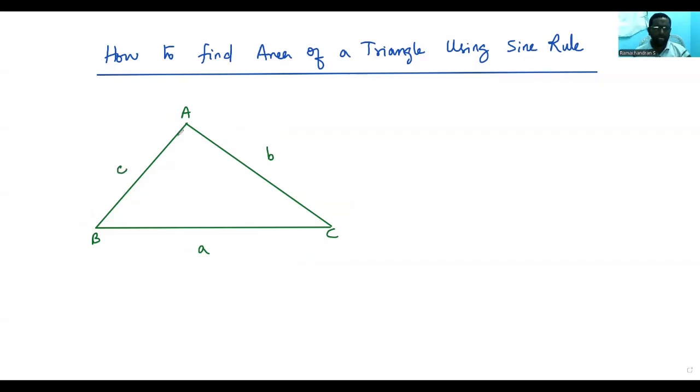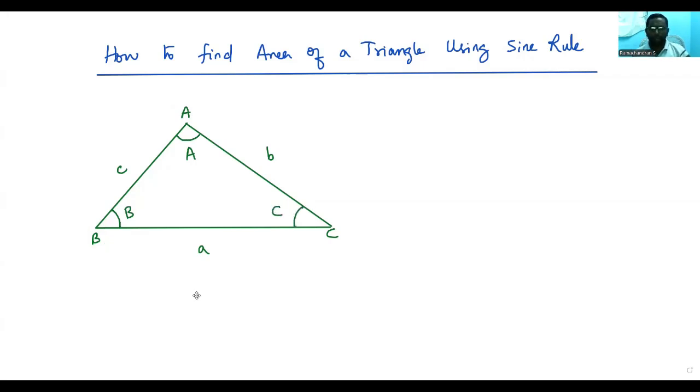And also, let me consider the interior angle measure of this triangle. Since here we have vertex A, we have to assume capital A as the interior angle measure over here. And here we have to assume capital B as the interior angle measure because here we have the vertex B. And here the interior angle measure is capital C.